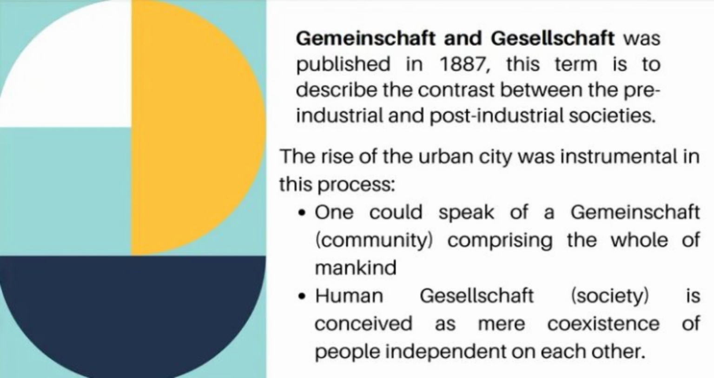The rise of the urban city was instrumental in this process. One could speak of a Gemeinschaft comprising the whole of mankind. The meaning of Gemeinschaft is community, and it is a concept that Tönnies developed to understand different kinds of communities or social groups and the social relations that characterize them. Tönnies noticed that different types of groups exhibit different characteristics. So what kind of social groups would be characterized by Gemeinschaft?